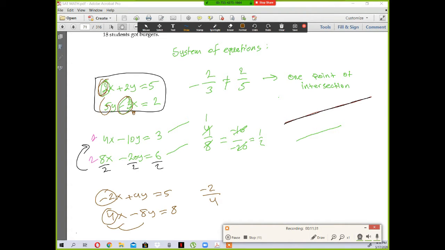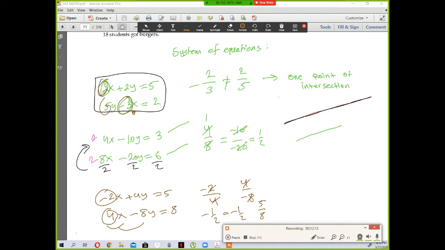Here we do the same thing, and I'm looking for the relation between the ratio of the coefficients of x and the ratio of the coefficients of y. So it will be 4 divided by minus 8. If I cancel this, it will be minus 1 over 2, and the other one is minus 1 over 2 as well. So these are equal. In this situation, I will look for the ratio of the constants, which are on the other side of the equation. I will take 5 divided by 8. Is it equal to minus 1 over 2? No, it's not equal to minus 1 over 2.